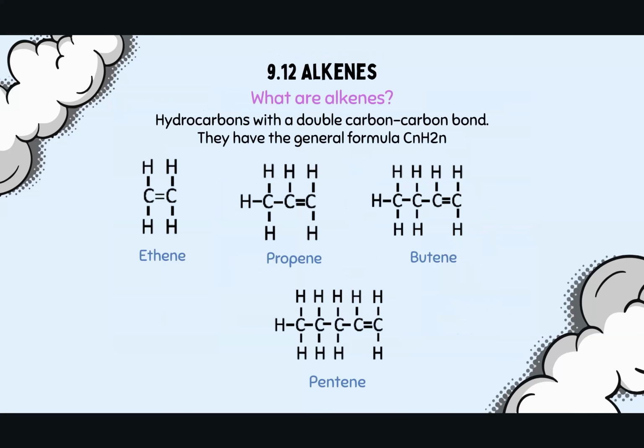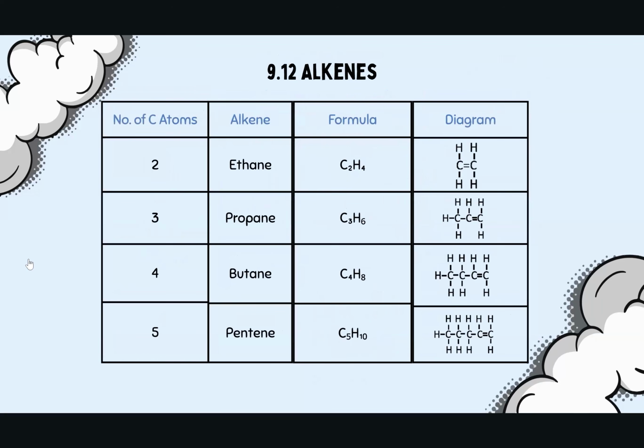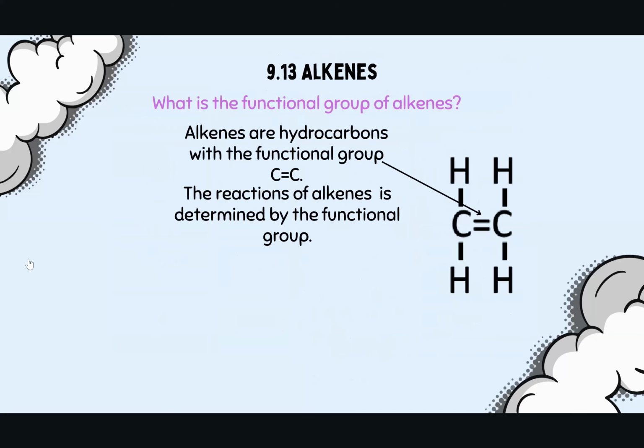Okay, alkenes. Alkenes follow the general formula CnH2n. So however many carbons we have, we double them. And the difference is it has a carbon-carbon double bond, as you can see here. So this time the functional group is the double bond. Now the reactions of alkenes are determined by the functional group. And what happens is, if you've got a carbon-carbon double bond, the double bond breaks.